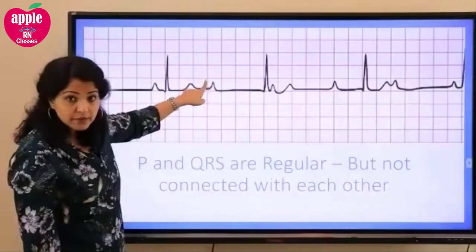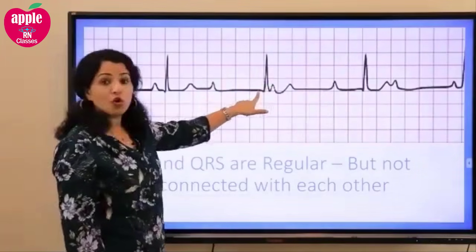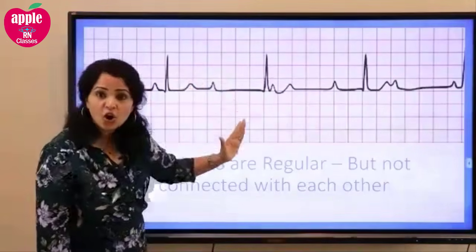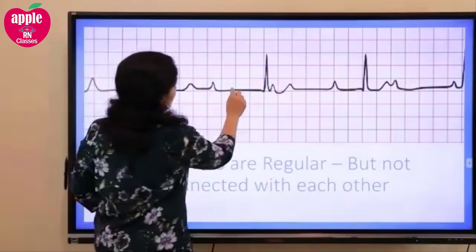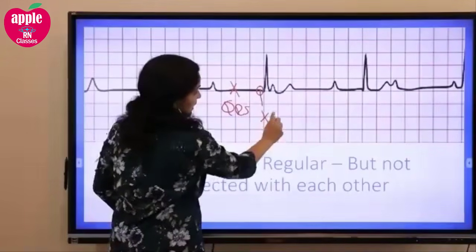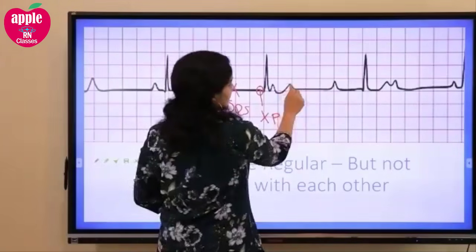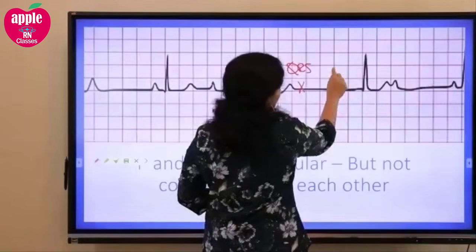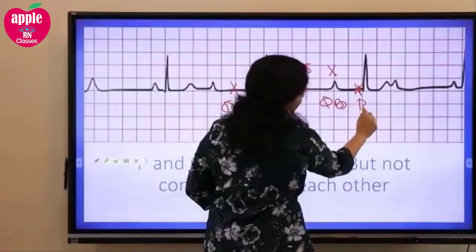Then again, there is a P wave, which is the atrium, which is also good, but then there is no QRS. And then there is no P, but then there is a QRS. So which means P is not in association with QRS. So let me show you that. So no QRS here. And there is a QRS here, but no P. Okay, there is no P before QRS. Then there is a P wave here, but no QRS. Then there is again a P wave here, but no QRS. Okay, there is no P here.